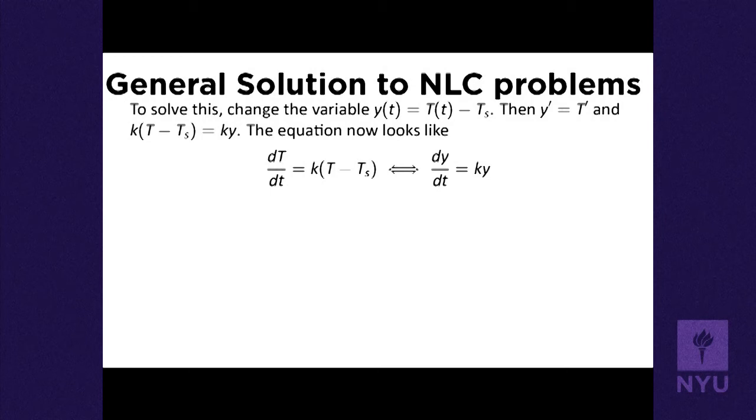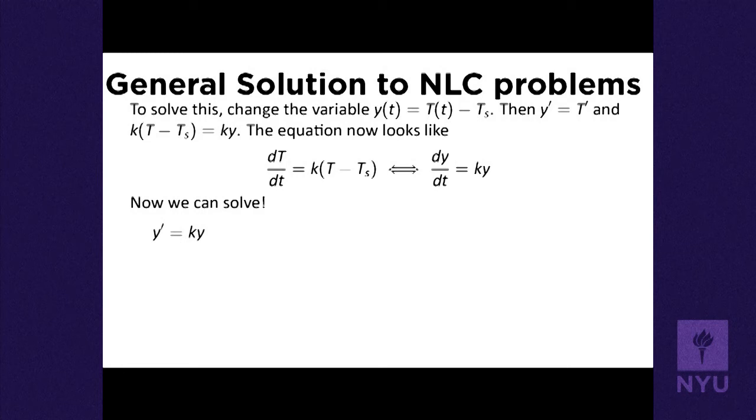Now, the equation for T(t) can be rewritten to give us an equation for y(t). T(t) has this equation: dT/dt equals k times (T minus T_s). This is y. And dT/dt is the same as dy/dt because y and T differ by a constant. So the fact that T satisfies this differential equation on the left tells you that y satisfies the differential equation on the right, dy/dt equals k times y. And that's the equation I know how to solve.